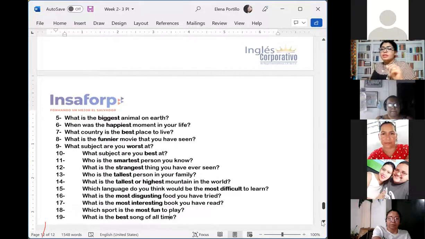Now that we have the examples for the comparative and superlative questions, we also have a long list of things that we can use to make questions, because you have the 7-page document in the group in which you can choose the adjectives that you want to use in your questions.